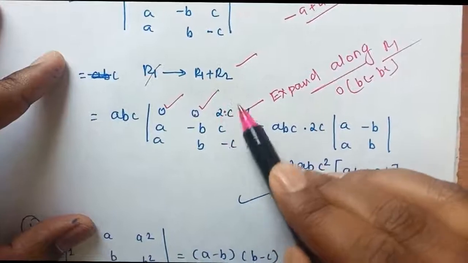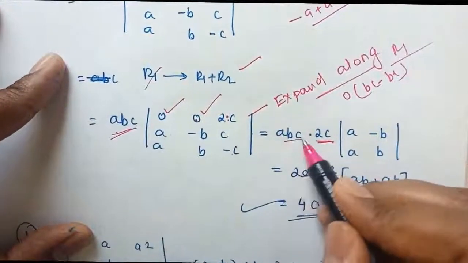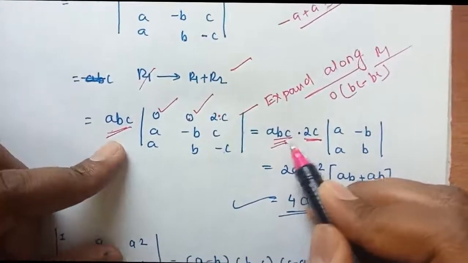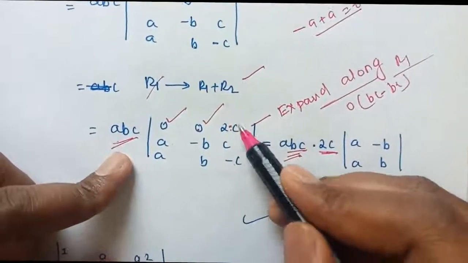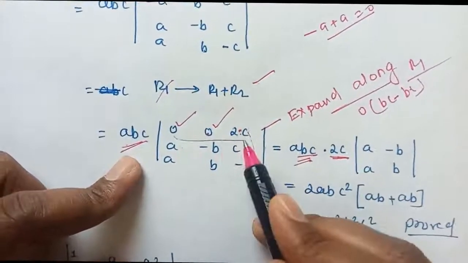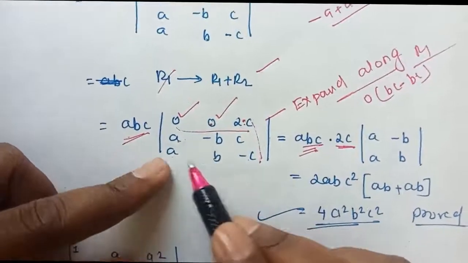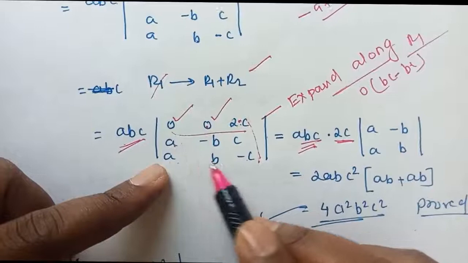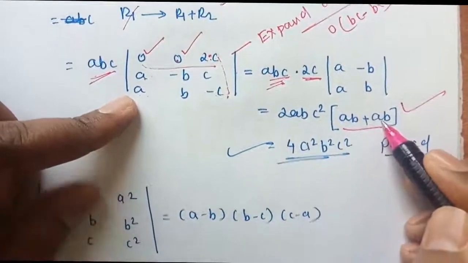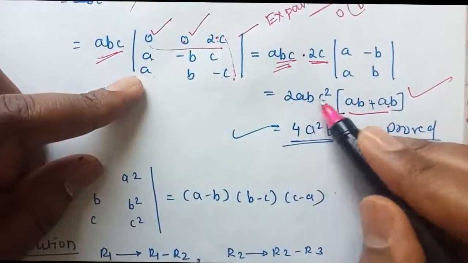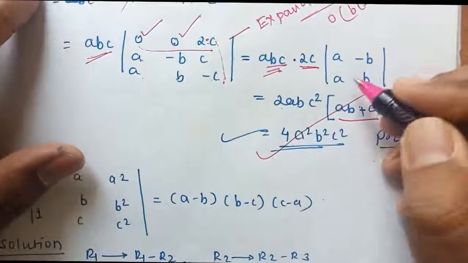So remaining is only 2c. So 2c, this is the ABC as it is, what I took common previously, into 2c. If I am taking 2c, we have to leave this column and we have to leave this row. So elements are a, minus b, a, b. So ab minus of minus ab, so plus ab. So ab plus ab will come, that's what here. ab plus ab is 2ab. So 2ab into 2abc square, so it will become 4a square b square c square. That is what the proof we wanted.